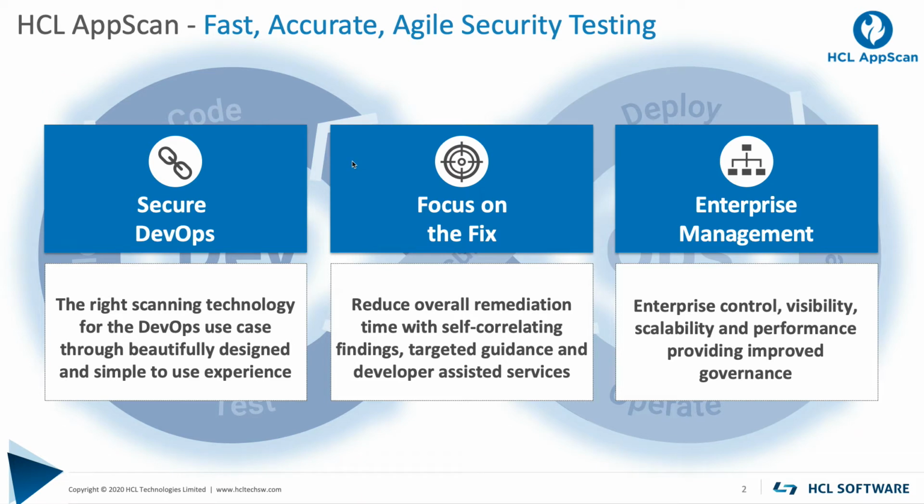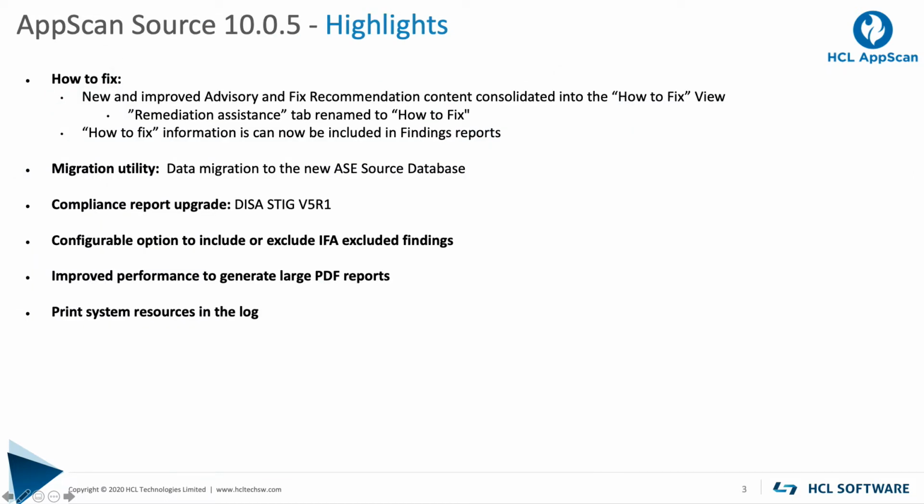And at the end of it, our on-prem customers, most of them are enterprise level customers. You have a big deployment. We want to make sure that you have everything you need in order to manage the application security program, from control, visibility, all the way to scale and governance to everything that you need. So with that, I wanted to let Florin talk a little bit about AppScan Source.